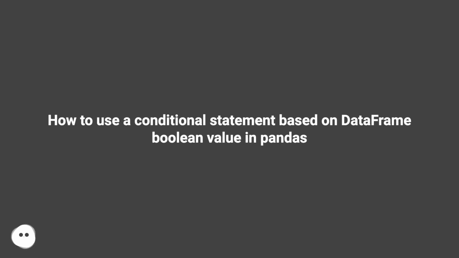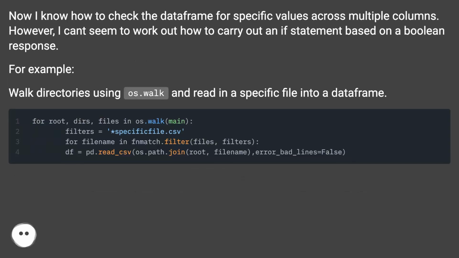How to use a conditional statement based on a DataFrame Boolean value in Pandas. Now I know how to check the DataFrame for specific values across multiple columns. However, I can't seem to work out how to carry out an if statement based on a Boolean response. For example, walk directories using os.walk and read a specific file into a DataFrame.